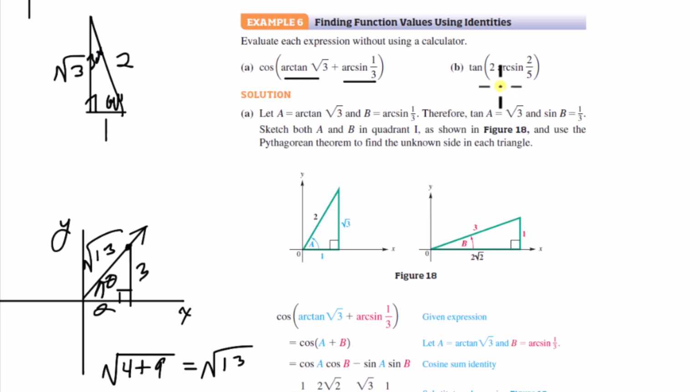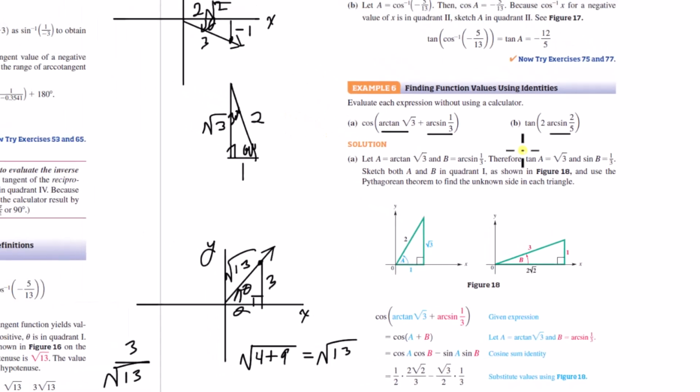Here, tangent of 2 times arcsine of 2/5. This is an angle. You have tangent of 2 times an angle. You can use the double angle identity for tangent to simplify this.